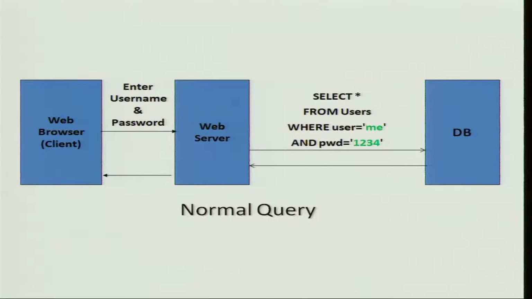In this example right now we are not looking at an attacker, we are looking at a regular user, and the regular user puts the username as me and the password as 1234. The web server gets it, constructs the SQL query for that, and sends it to the DB, and the DB sends back the result set. The web server can then send the result set, or part of it, to the browser, depending on what the application is.